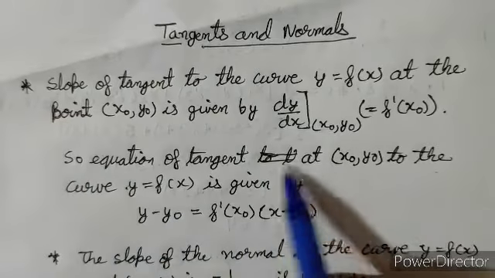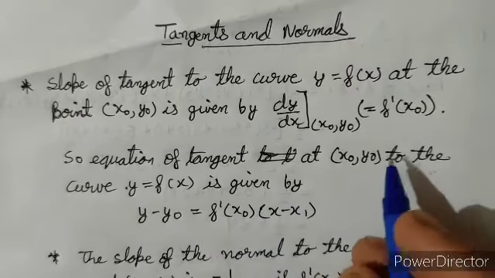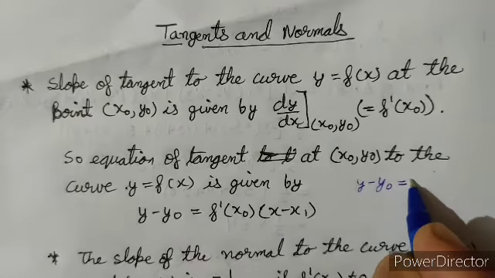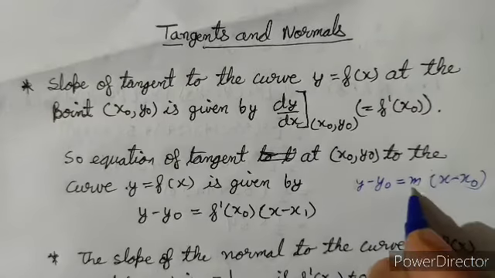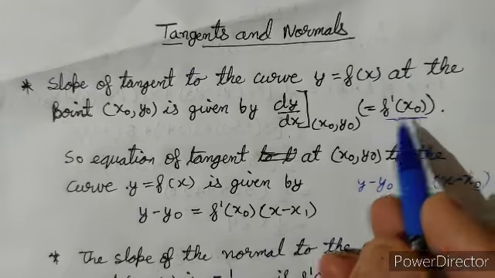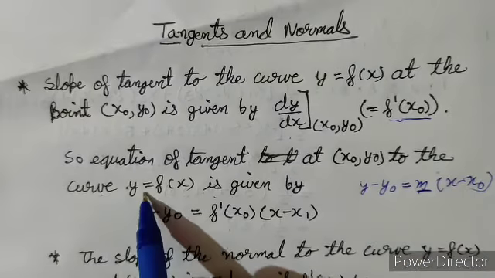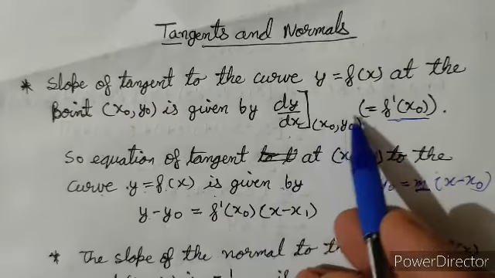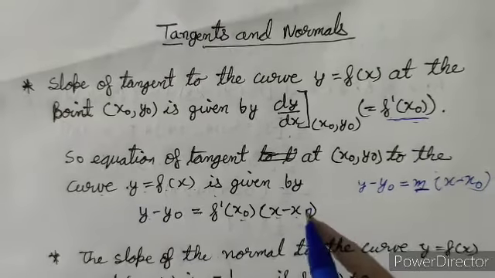So the equation of the tangent at (x0, y0) to the curve y = f(x) will be, as we know, the equation of the line passing through point (x0, y0) is y - y0 = m(x - x0), where m is the slope of the line, and here the slope is f'(x0). So the equation of the tangent is y - y0 = m(x - x0), where m is f'(x0).